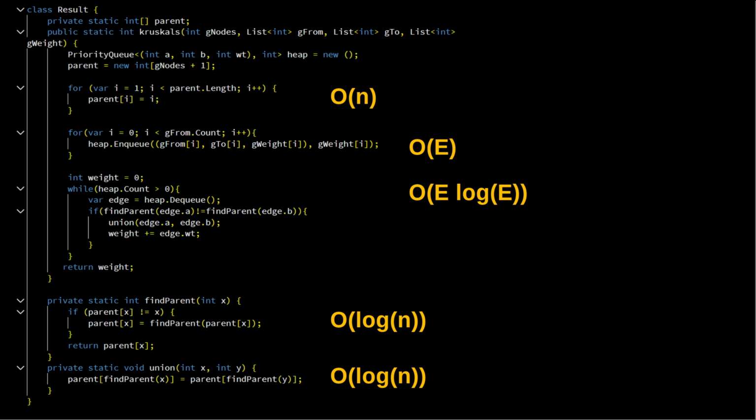And if there's none, then we'll perform a union function. And we have the find parent operation, and we have the union operation for each edge. That's e times log n. For dequeuing of each edge in the while loop, that is O of e log e. So O of e log e is the dominant term. So the complexity of everything here is O of e log e.